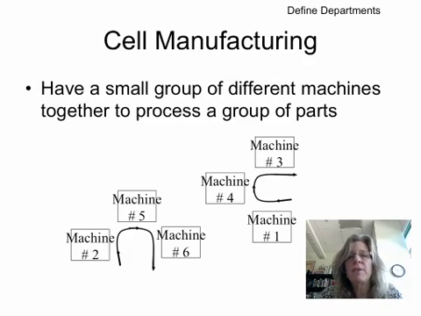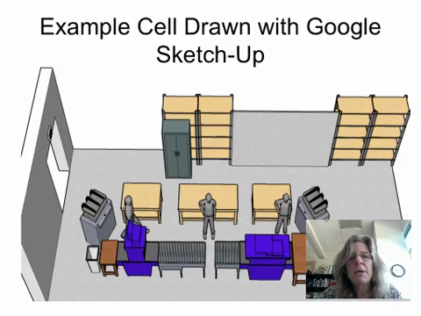In cell manufacturing, you have a small group of different machines together to process a group of parts. In this case, you can see I have machines 1, 4, and 3, and machines 2, 5, and 6, and they're both in a U shape, processing a family of parts. This is a picture of a manufacturing cell, and often there's a flexible worker, or multiple workers, that can run the various machines as needed, so they can move around. That's why it's often in a U shape or a circular shape.